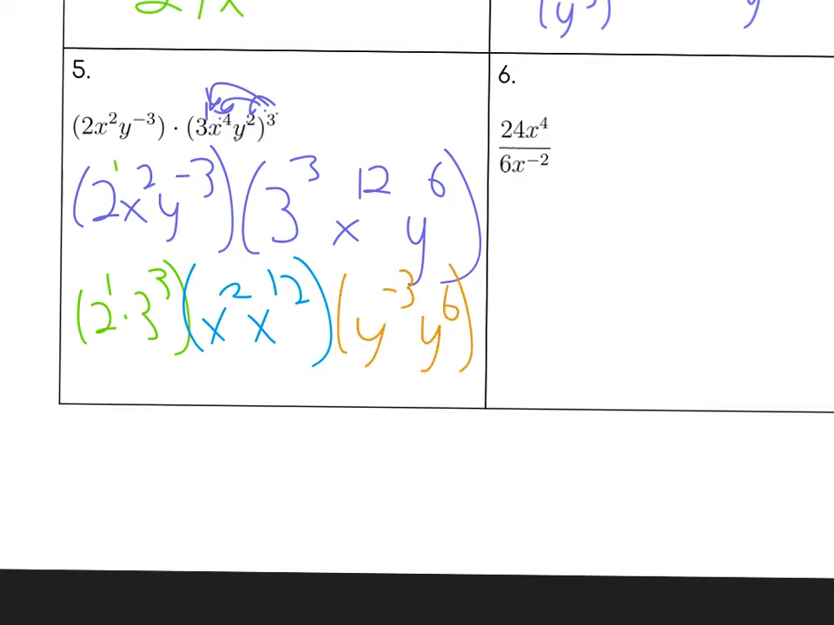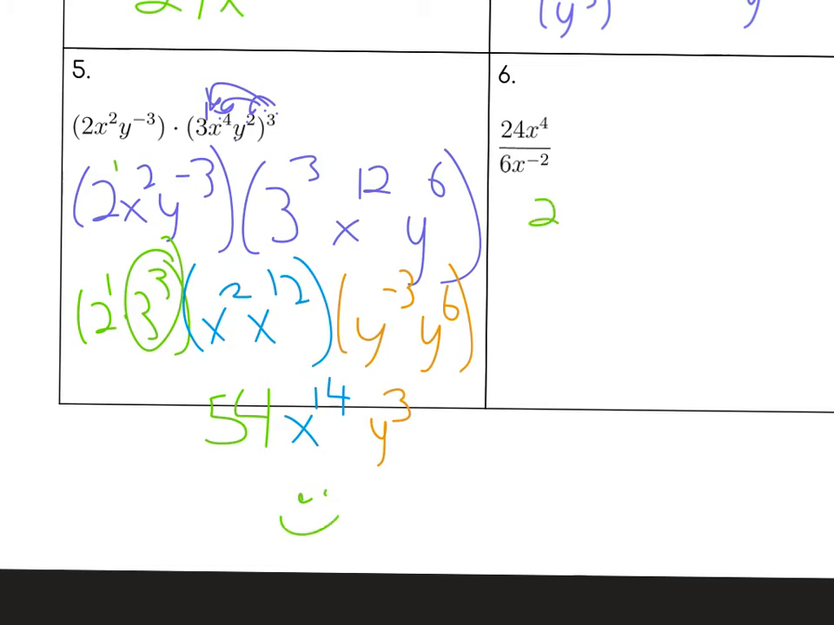I'm in orange right now, so I'm going to start with the y's. Add those exponents, I get y cubed. Now let's go blue. Add those exponents, I get x to the 14th. And let's see. Green's a number. So 3 cubed is 3 times 3, which is 9, times 3, which is 27. And then 27 times 2 is 54. So we did that one.